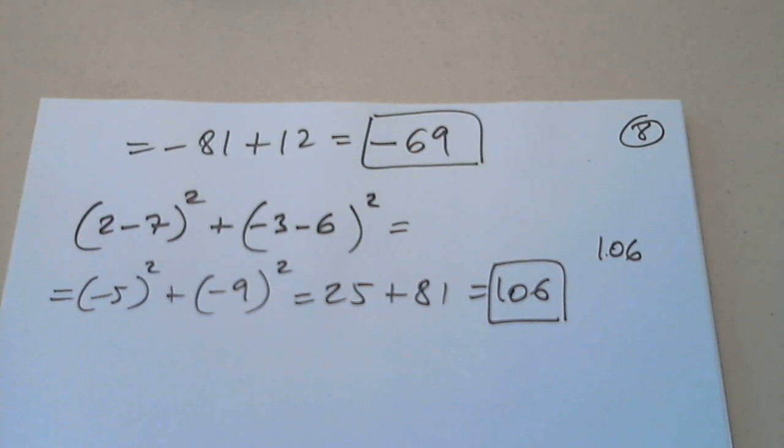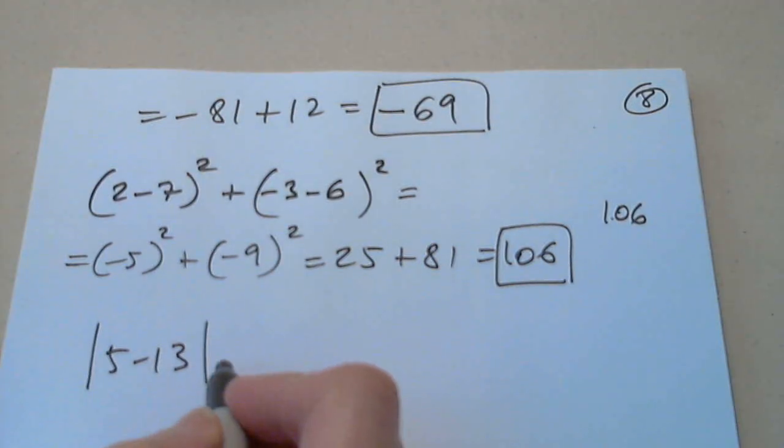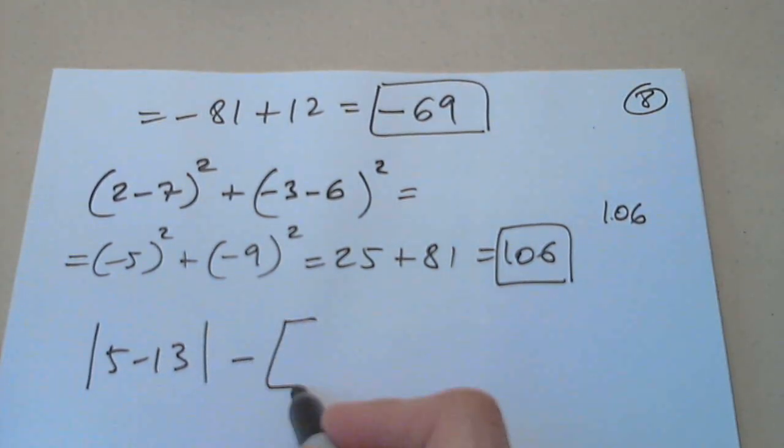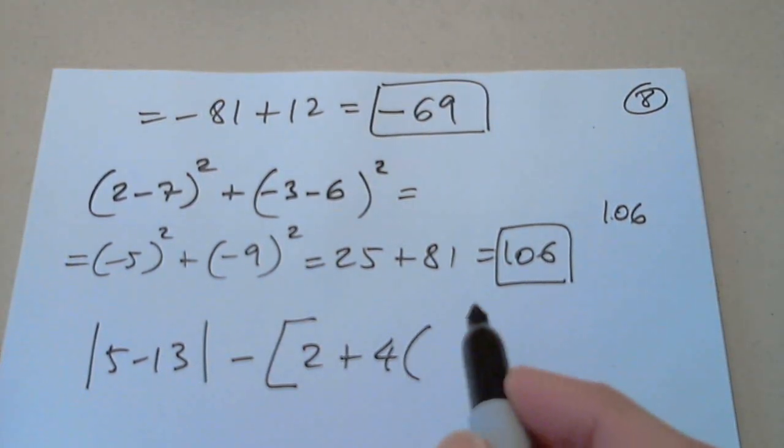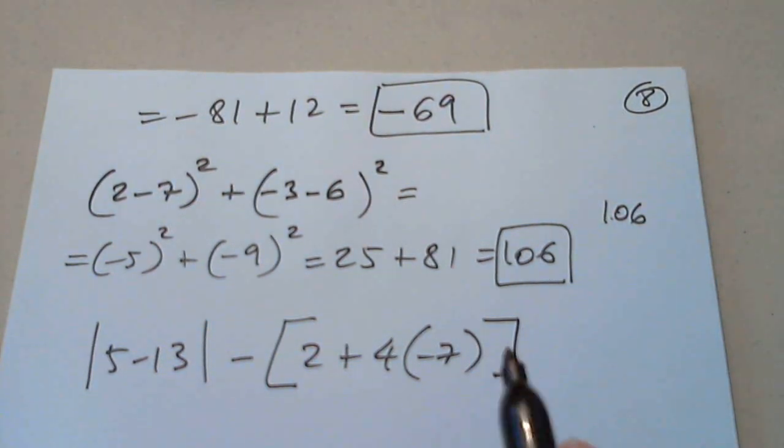This is crucial, really. Okay, I will move faster and you tell me where you would like to work. If there is a problem that you want me to stop at, we can work on it. Okay, this one has brackets. So let's work on this one. The absolute value of 5 minus 13 minus bracket 2 plus 4 multiplied by -7 and then bracket again.